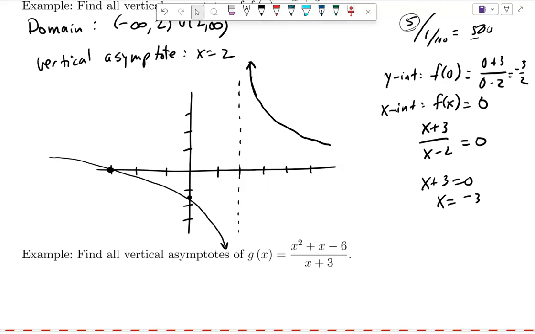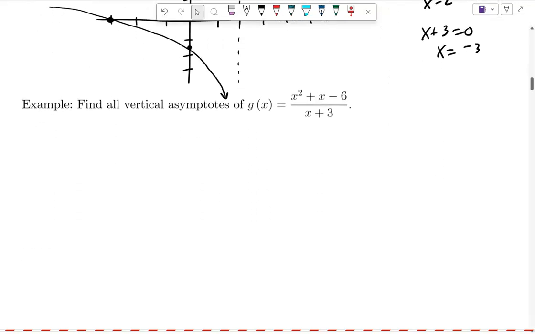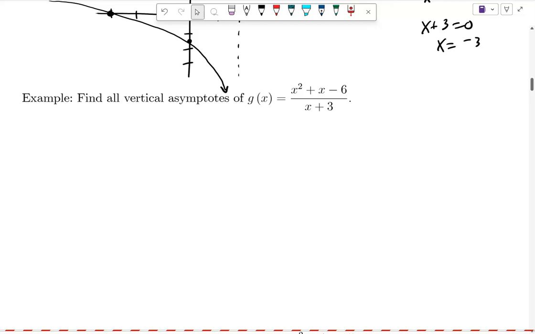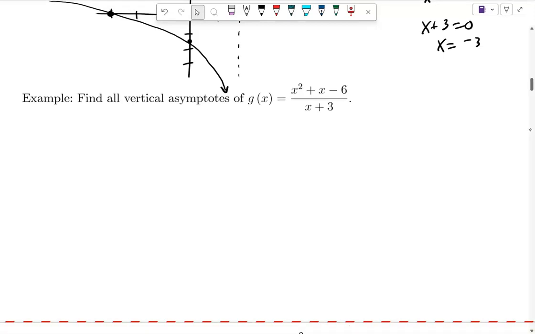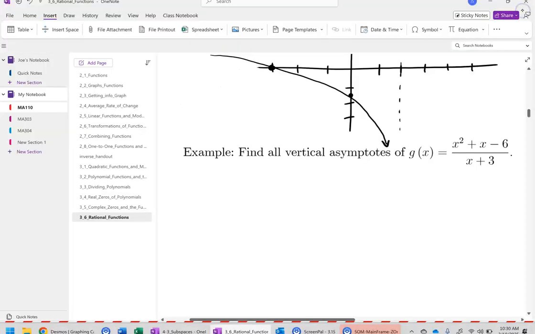Right. Let's look at this next one. Where do you see a domain problem? What can't you plug into the denominator? Negative 3. Now, in the previous examples that we've seen, we noticed that there's a vertical asymptote when we've had a problem in the denominator, right? Let's see what happens on this one when we plug it into Desmos.